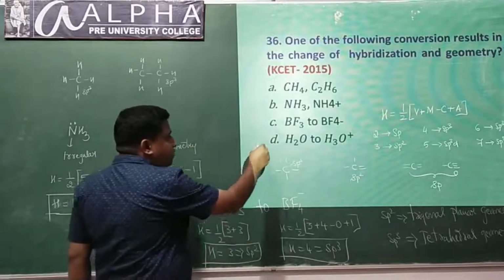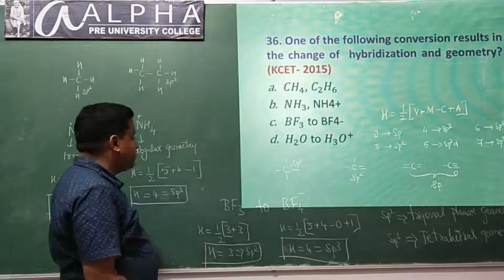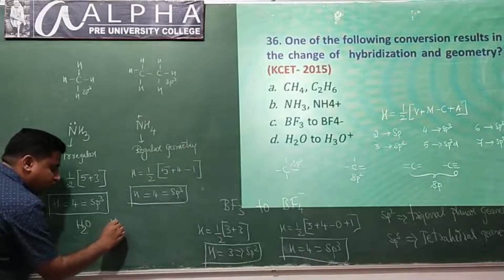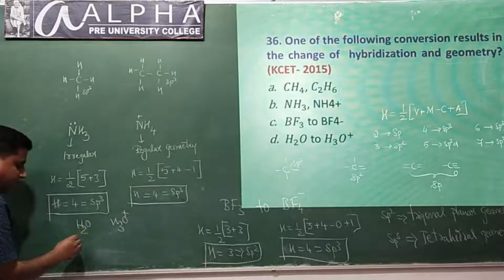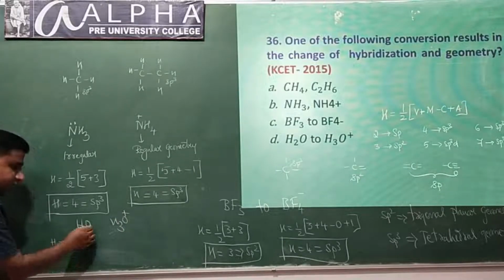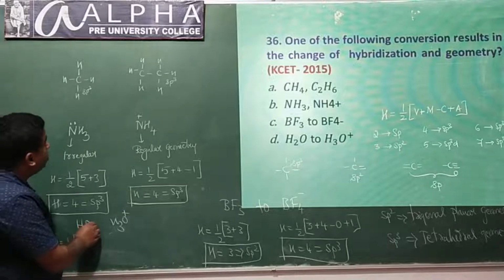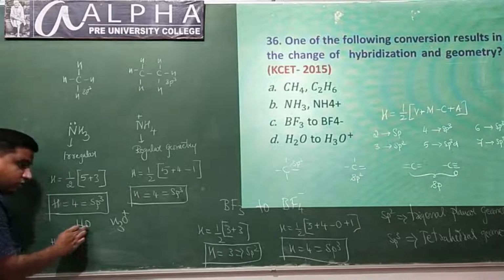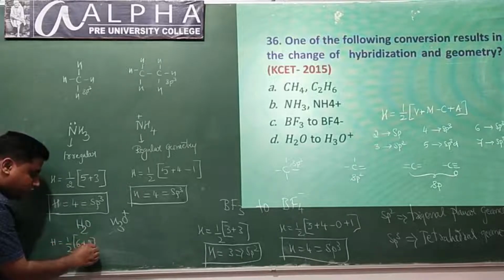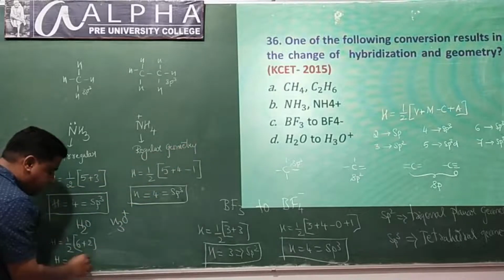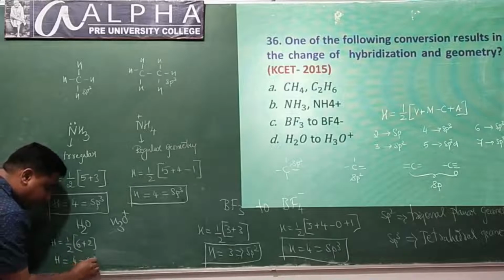You can also prove it with respect to H2O and H3O plus, H2O to H3O plus. Just calculate the hybridization for this. H is equal to half of, the central atom is oxygen. Oxygen belongs to group 16, so total number of valence electrons is 6. Total number of monovalent atoms is 2. 6 plus 2 is 8. Half of 8 is 4. If you are getting the value to be equal to 4, 4 means sp3 hybridization, isn't it?